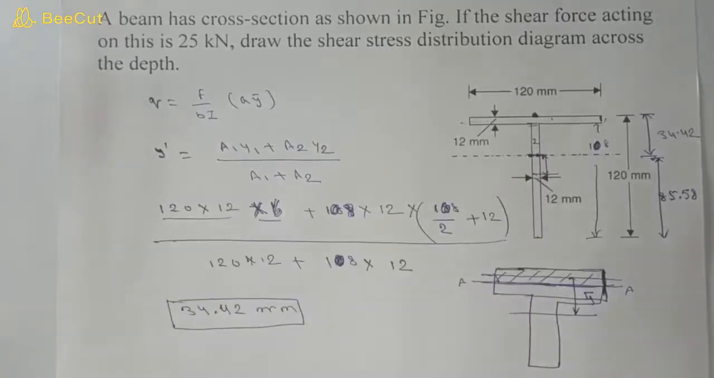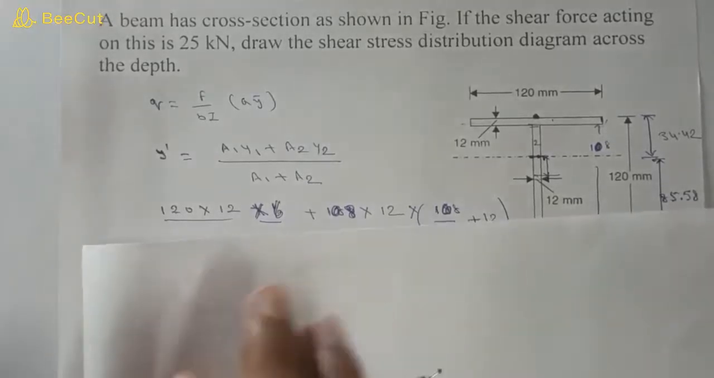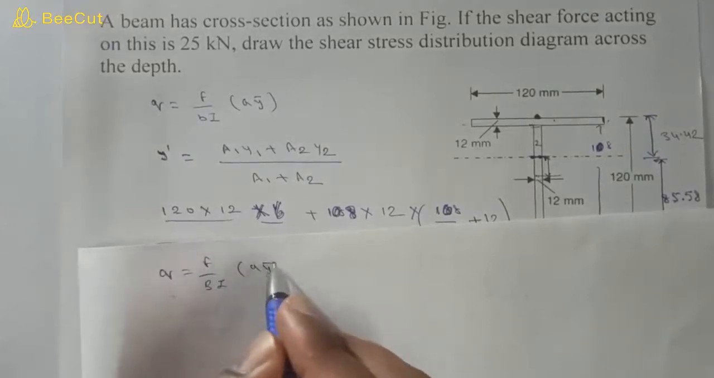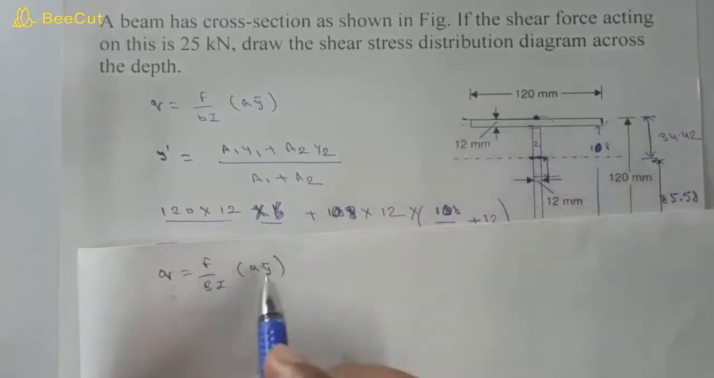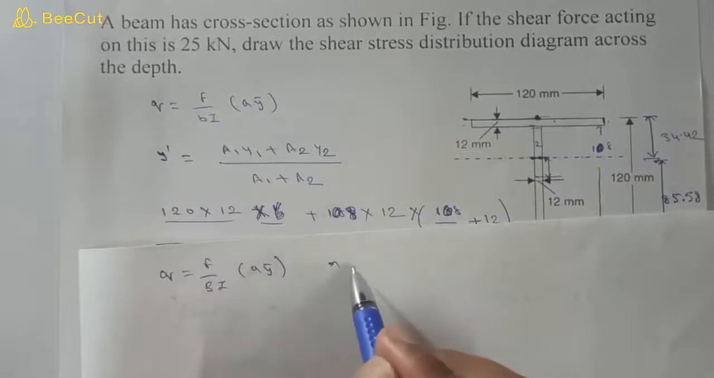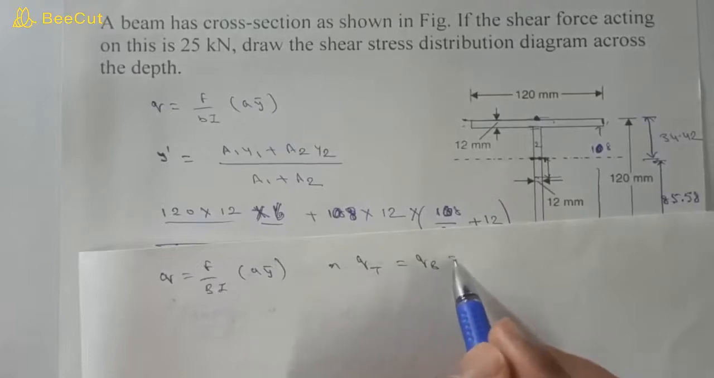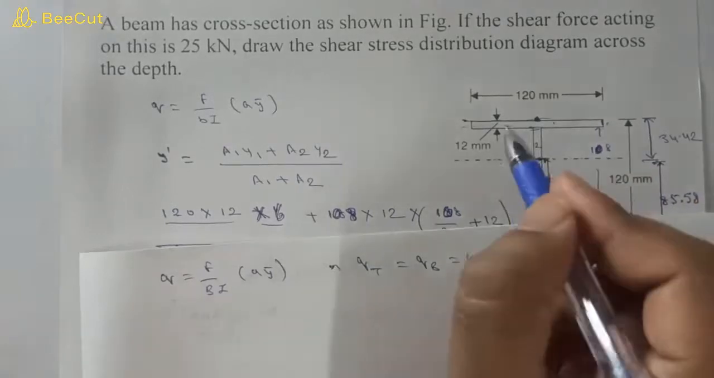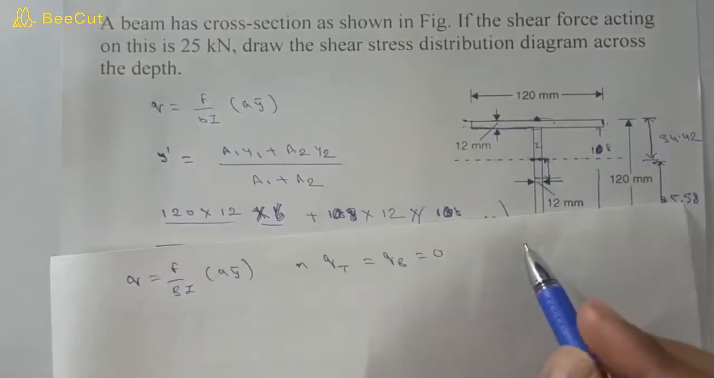Now we have to calculate the shear stress at various fibers of this T section. The formula for shear stress is F upon B I into A y bar. You can see that for the top fiber, the area above it is 0, so this A y will become 0. So the shear stress at top and bottom will become 0. Now we have to calculate at the bottom of this flange. So it is like this.